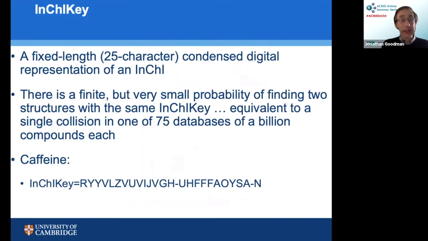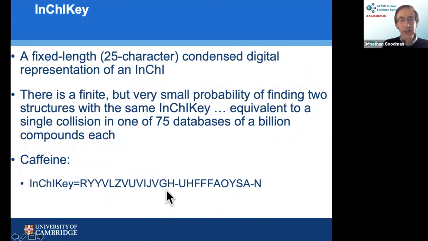The InChI key is useful because it condenses an InChI into a string of letters which is always exactly the same length, always 25 characters long. This makes it much easier to store in a database with fixed length fields. It makes it much easier to ask Google or other search engines to search for an InChI. And an InChI can be of arbitrary lengths, and for a very large molecule can be very long. An InChI key is always guaranteed to be 25 characters long.